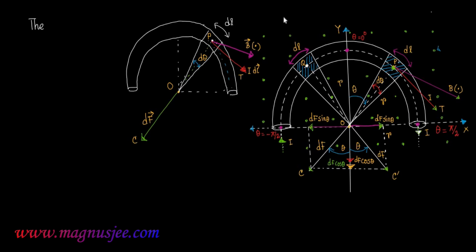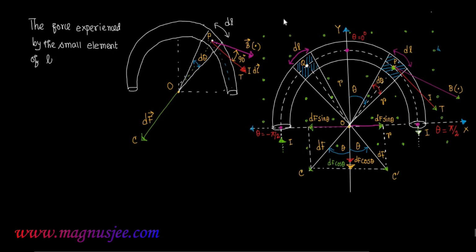This small element dl at the point P experiences a force df along OC. The force experienced by the small element of length dl at the point P in this transverse magnetic field will be df, which acts along OC.